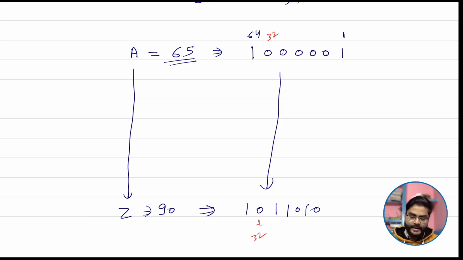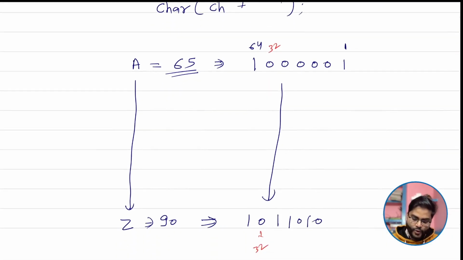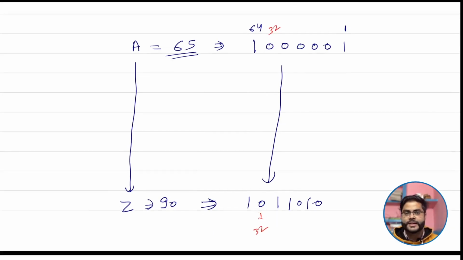As we know, we have to add 32 to convert uppercase into lowercase. If we look at the binary representation of all these values, we can clearly see that the bit at the 32 position, the bit at 32 value, is unset. Reset or unset, both are the same thing. So simply, I need to just set this bit, that's it.